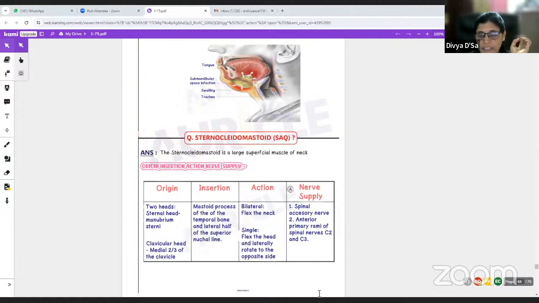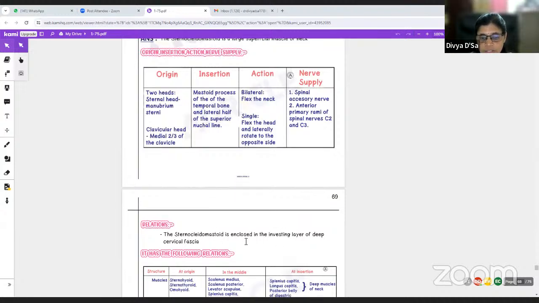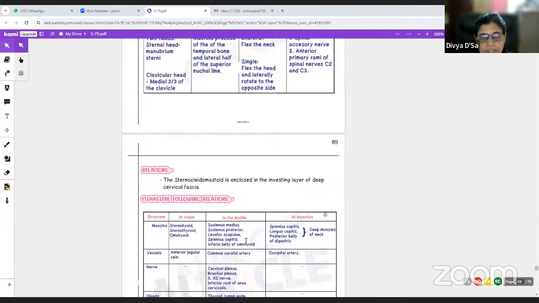Nerve supply is by the spinal accessory nerve and the anterior primary rami of spinal nerves C2 and C3. Basically, the spinal accessory is the main nerve supplying the muscle. We learned earlier that the investing layer splits to enclose this muscle, so it is enclosed within the investing layer of the deep cervical fascia.